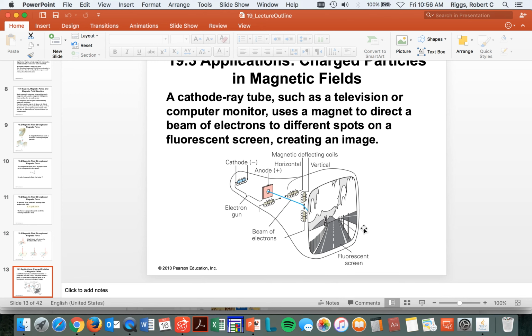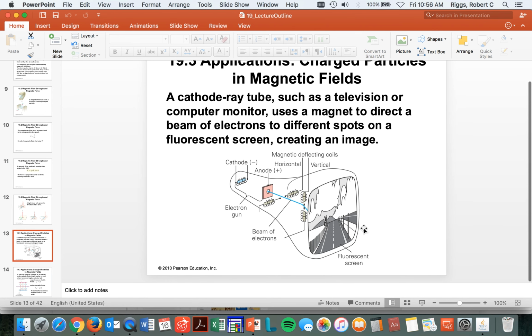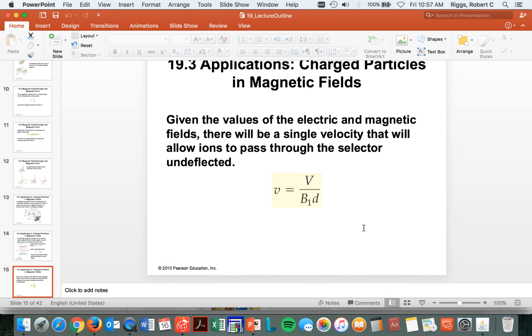And then we'll talk about the applications. I'll probably give you a little quiz over this part, and then we'll look at the mass spectrometer, which I think is the next thing. Yeah, that gets a little dicey. I'd like to do that in person. All right, we are done.